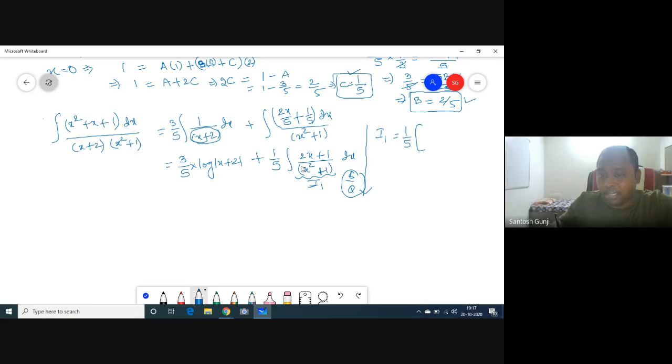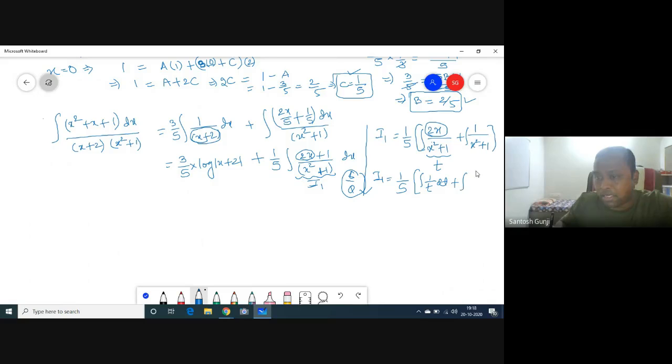So the denominator derivative is 2x, so we already have the 2x over here. So we can separate the fraction like 2x upon x square plus 1 plus 1 upon x square plus 1 as the two parts of the integral. So now by substituting it as t, the derivative is available. It will reduce, by substitution technique, the first part to 1 by t dt.